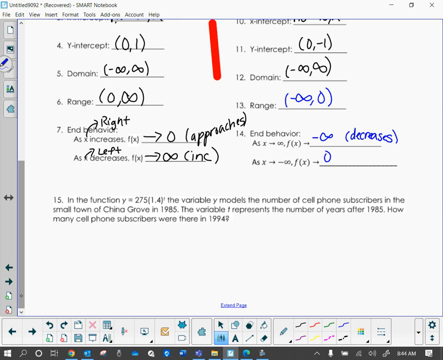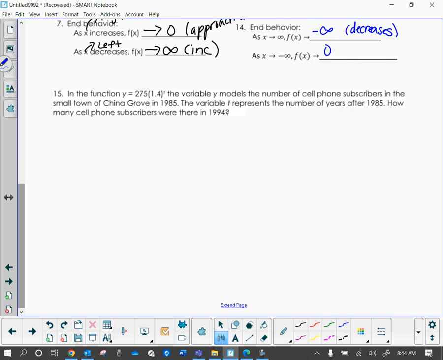Okay, so t represents years. So t is typically going to represent some amount of time. In this case, it's years. So we're looking at from 1985 to 1994. How many years is that? 9. Okay, so our t is 9.